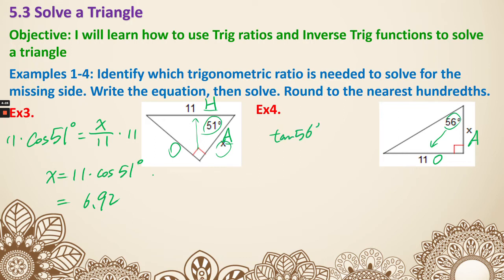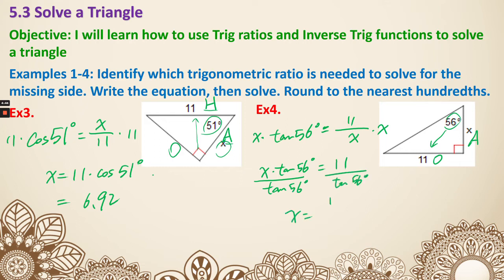Tangent 56 degrees is opposite, which is 11, over adjacent. Adjacent is x. So first, we are going to multiply both sides by the x. So x times tangent 56 degrees equals 11. Now I can divide both sides by the tangent 56 degrees. So x equals 11 over tangent 56 degrees. Type in your calculator. That should give you 7.42. That is example 4.